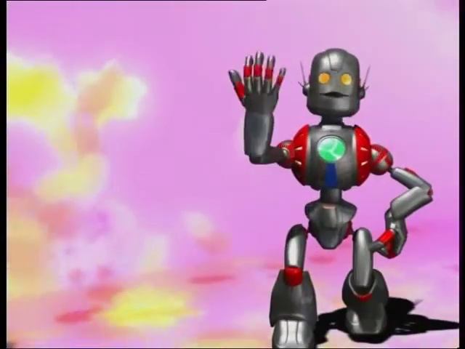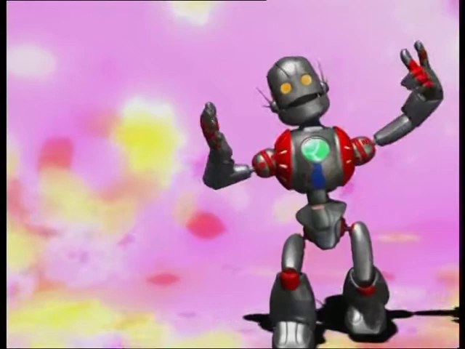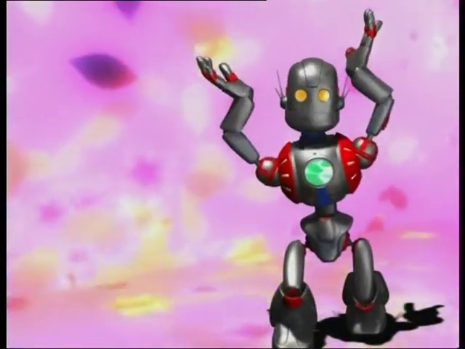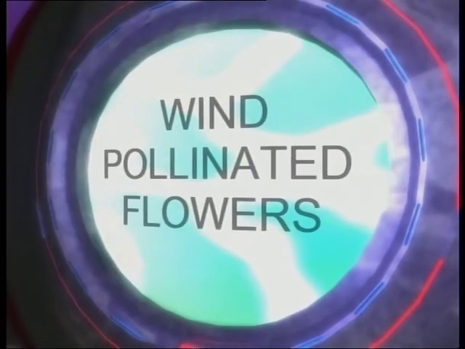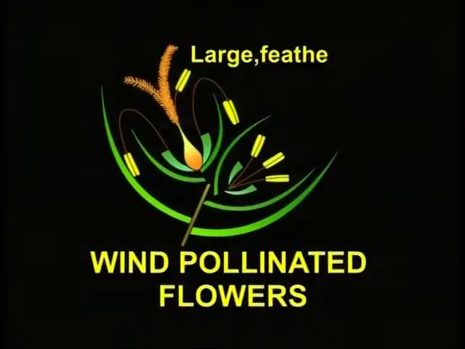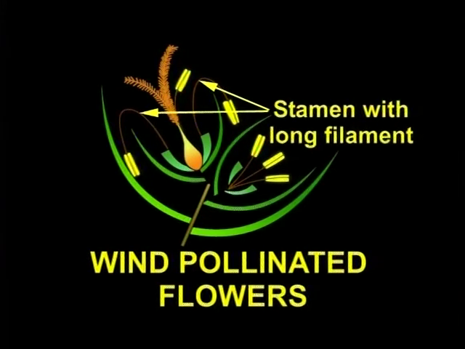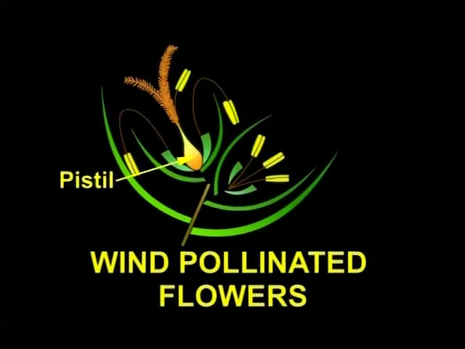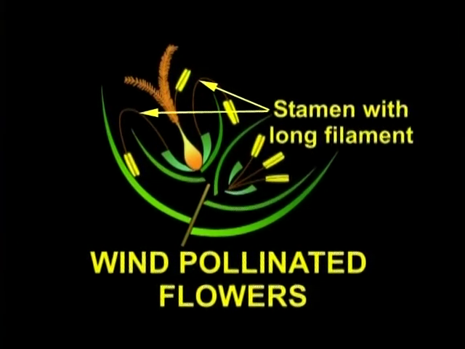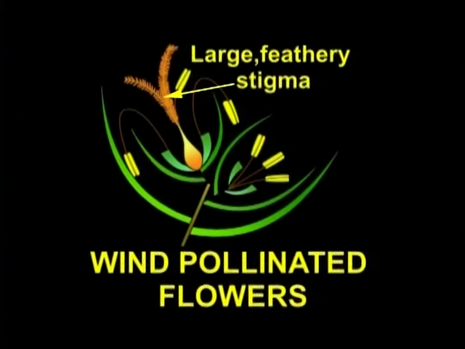Okay, let's move on to the characteristics of wind-pollinated flowers. Ta-da! Wind-pollinated flowers are small, dull, and unscented. They do not produce nectar but have a lot of pollen grains. Unlike insect-pollinated flowers, pollen grains for wind-pollinated flowers are small and light so that they can easily be blown by the wind.